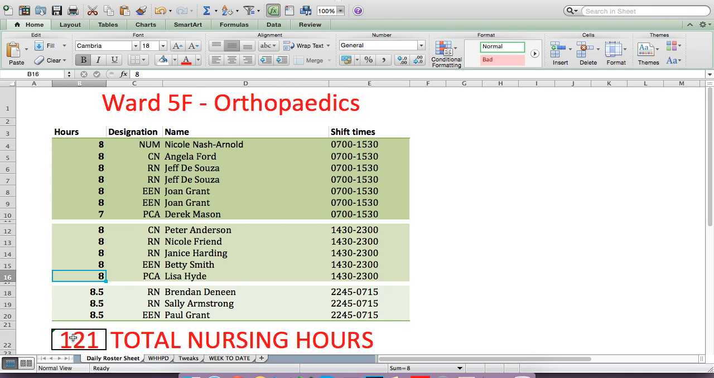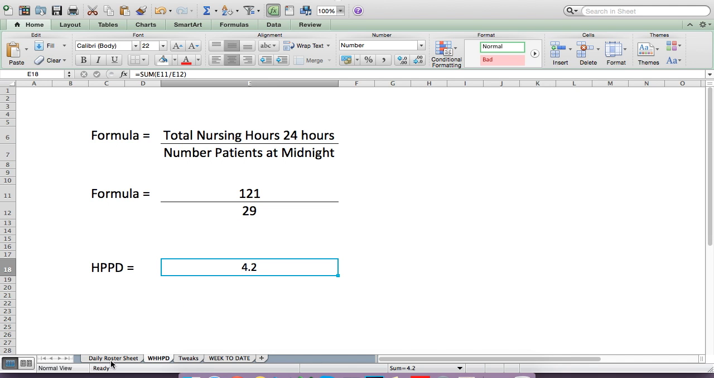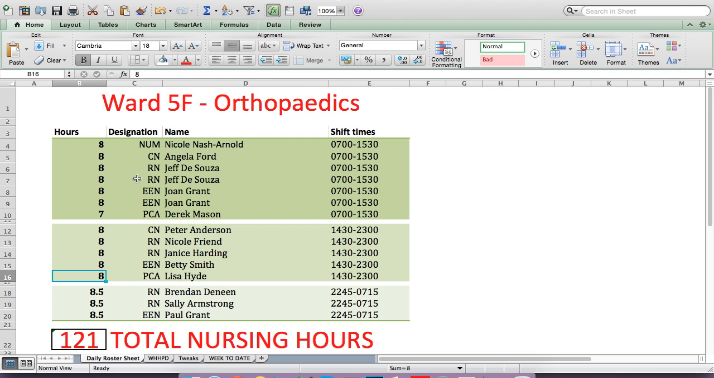So if you use these hours, then your HPPD is going to look great. So you're going to have 129 hours and you're going to have 29 patients at midnight, and your hours are going to look great, but it's a total waste, because these people just sat around reading Women's Day and having a nice morning tea. So it's a complete misuse. Realistically, you could probably can all of those. So let's do that.